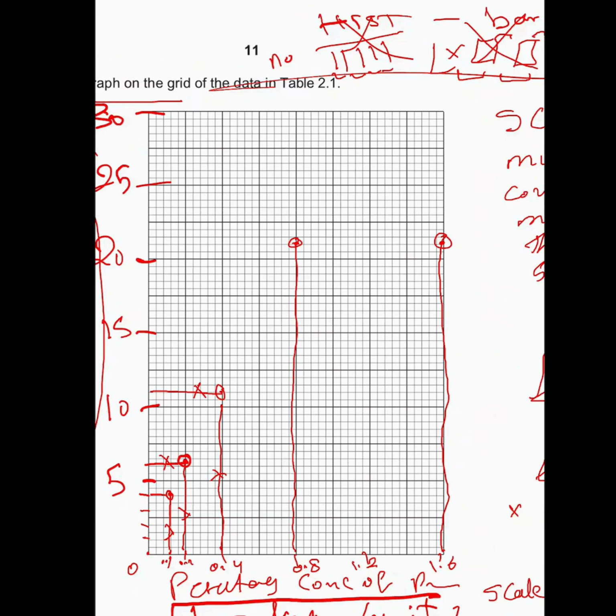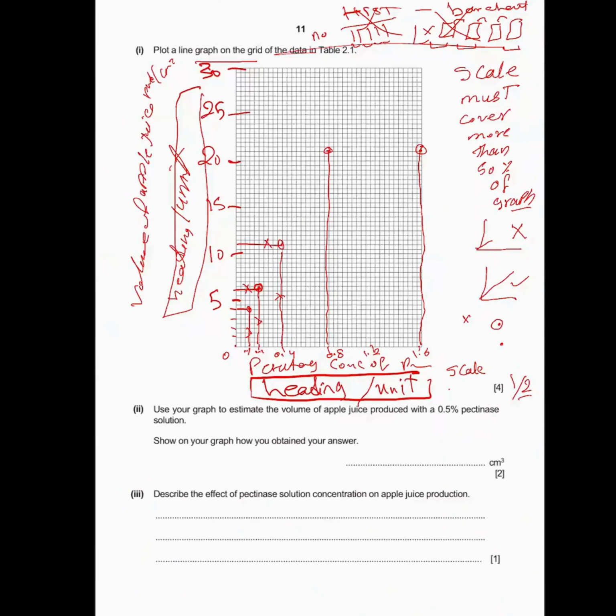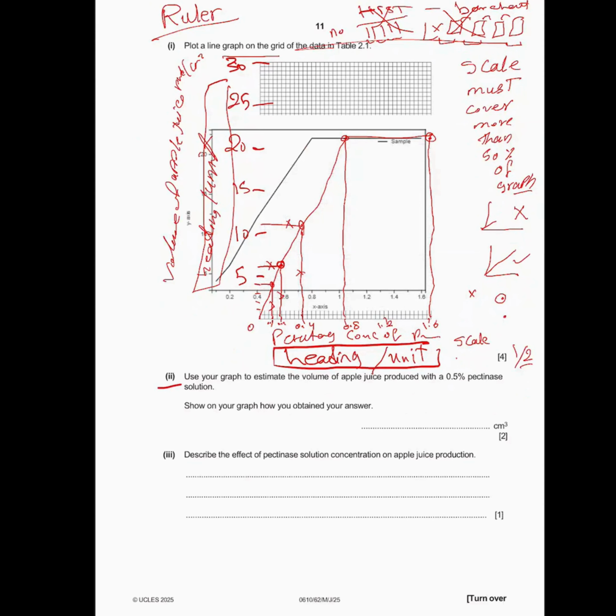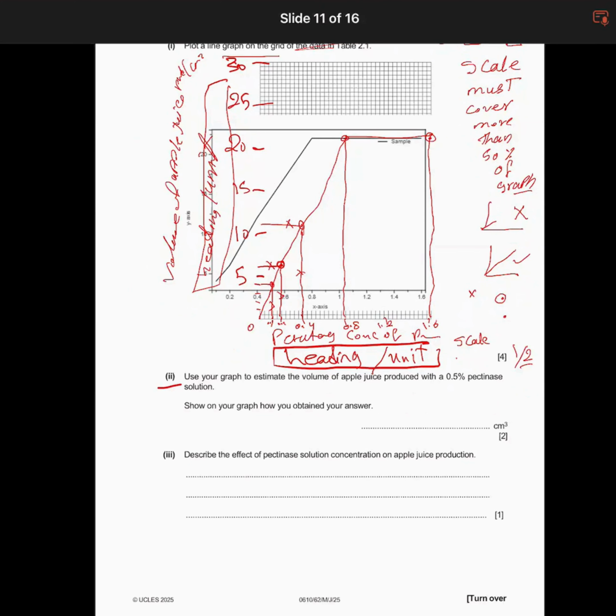We can now join the points. Please, please, when you join the points, use a ruler. Don't join the points with your hand. 1, 2, 3, 4, 5. What I have done is using my hand. This is wrong. I don't have a ruler. But use a ruler in your exam. Okay? Next. This will be the graph.